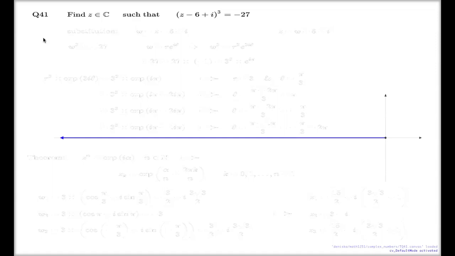Well, in my solution here, I will do it in a two-stage approach. First, I will make a very quick substitution, because this expression inside the bracket is something I don't want to deal with all the time. So I will introduce a new unknown. I will call it W, which will be just the abbreviation for the expression in the bracket. And then my equation becomes as simple as this.